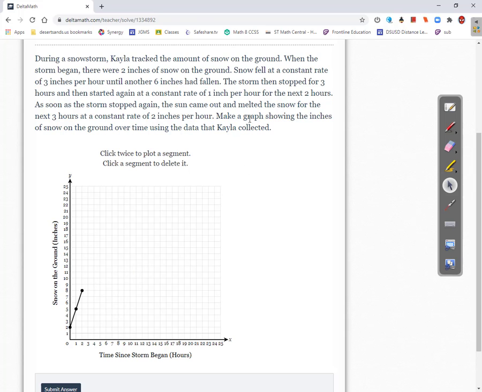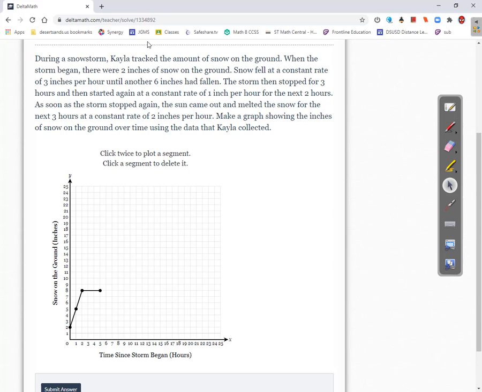So because it said the storm stopped for 3 hours, that means that there's no snow falling, which means our snow will stay the same for 1, 2, 3 hours total. 1, 2, 3. Got it. Come on. There we go.